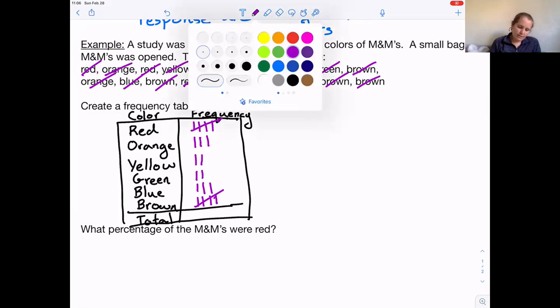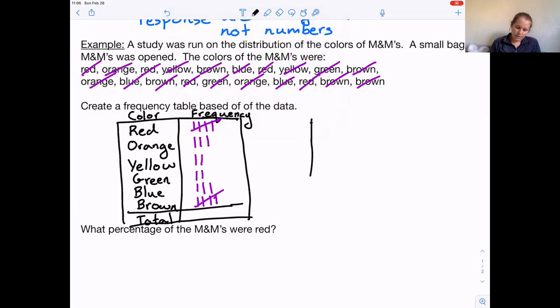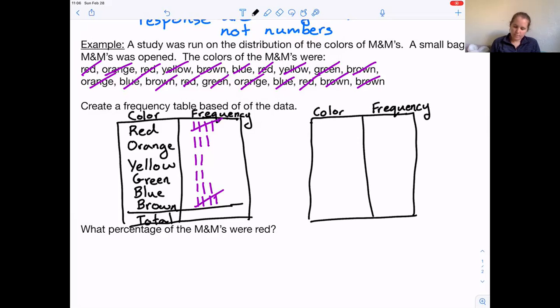Then remaking this with numbers instead of tally marks, we have our color and our frequency. Red, orange, yellow, green, blue, brown, and total.